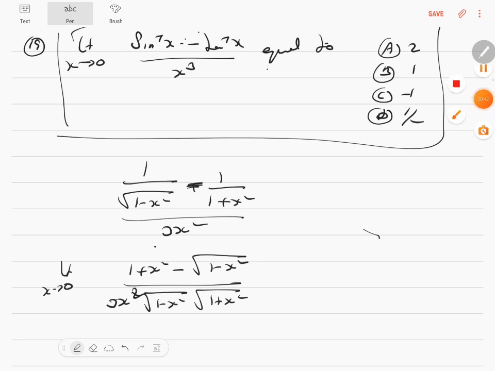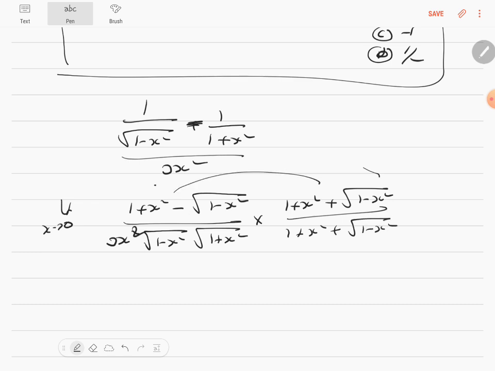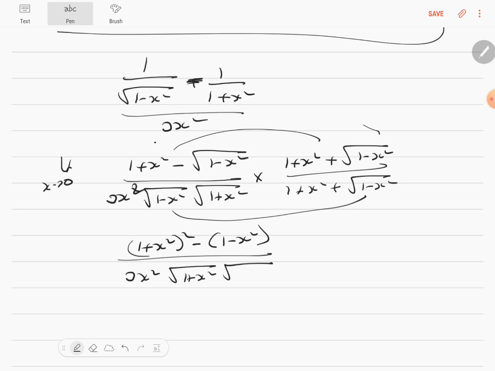So I'm thinking, should I rationalize the denominator? Not necessary, because when you substitute 0, it's not becoming 0, whereas this x square only is becoming 0. So we can leave this square root off and only rationalize the numerator. So it will be 1 plus x square plus root of 1 minus x square by 1 plus x square plus root of 1 minus x square. This will become a plus b into a minus b, which is 1 plus x square the whole square minus 1 minus x square, by 3x square into root of 1 plus x square into root of 1 minus x square.